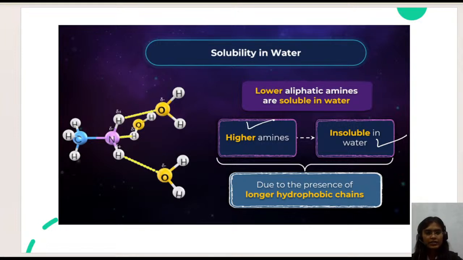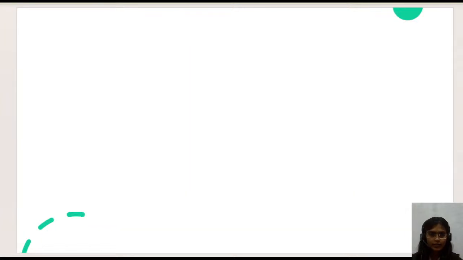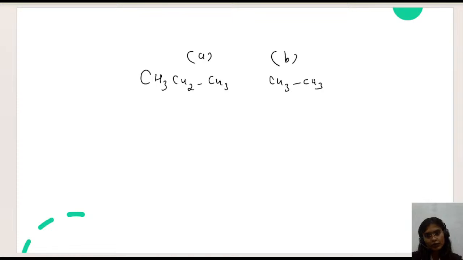But it's different, how? For example, just answer this question, simple. CH3CH2CH3, an amine, CH3 and CH3. Can you tell me which is more soluble in water? Which one has maximum solubility? Simple, answer this question.